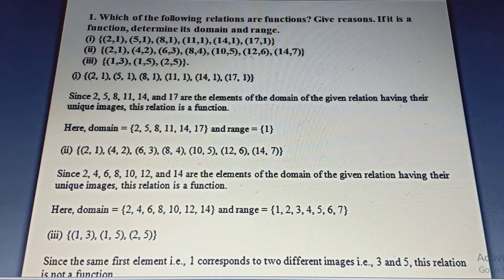Next one, (1,3), (1,5), (2,...). You can see that 1 is repeated here. The images of 1 are 3 and 5. So this is not the condition of a function, because in a function each element of the domain must have a unique image. But here the image of domain element 1 is not unique. There are two images of 1, one is 3, another is 5. So this is not a function, but it is a relation. So I hope students, you understood this question.